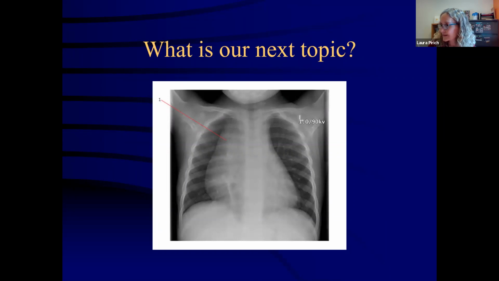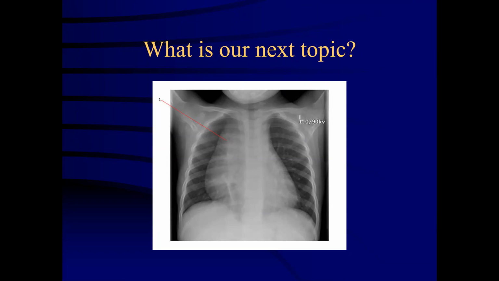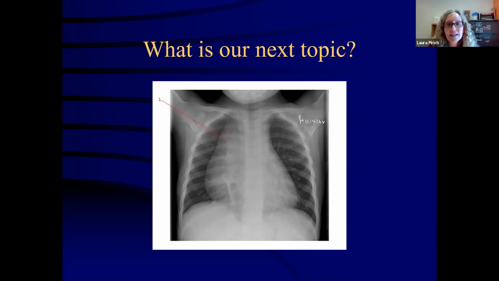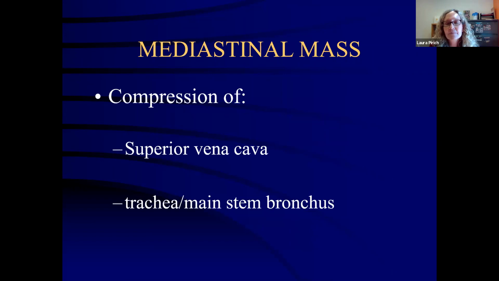Okay, what do y'all think is the next topic based on this chest x-ray? Mediastinal mass. Yes, very good. My questions are actually pretty easy, I think. So mediastinal mass, we'll talk about that. And with a mediastinal mass, the problems are compression of the superior vena cava and also compression of the trachea and mainstem bronchus.